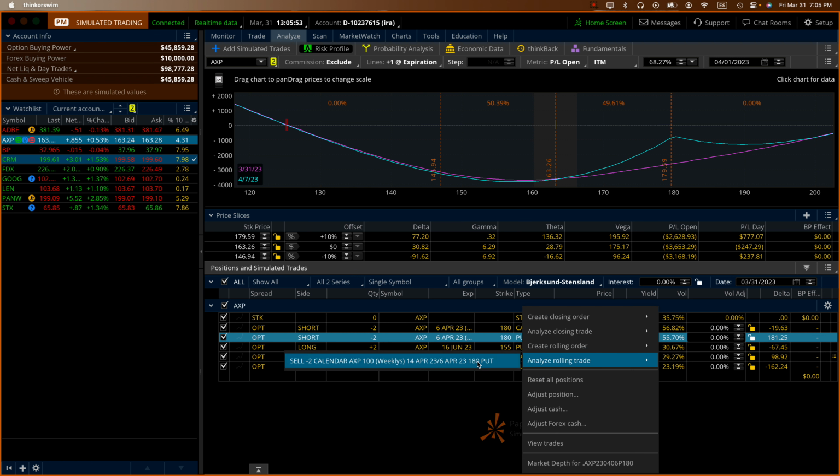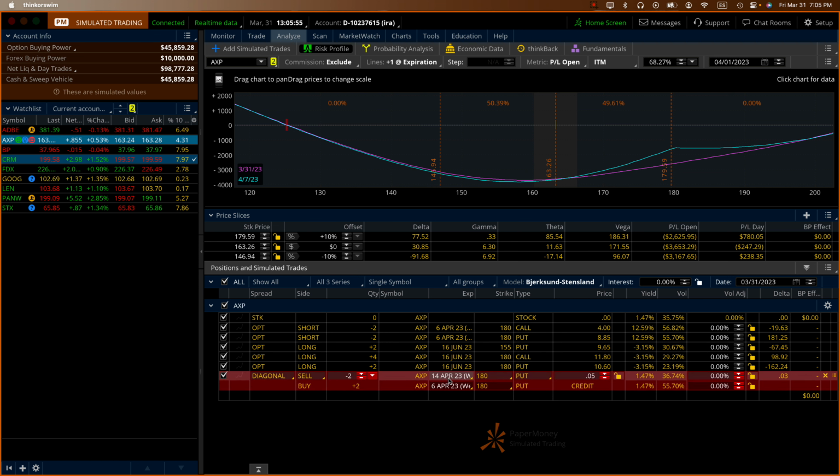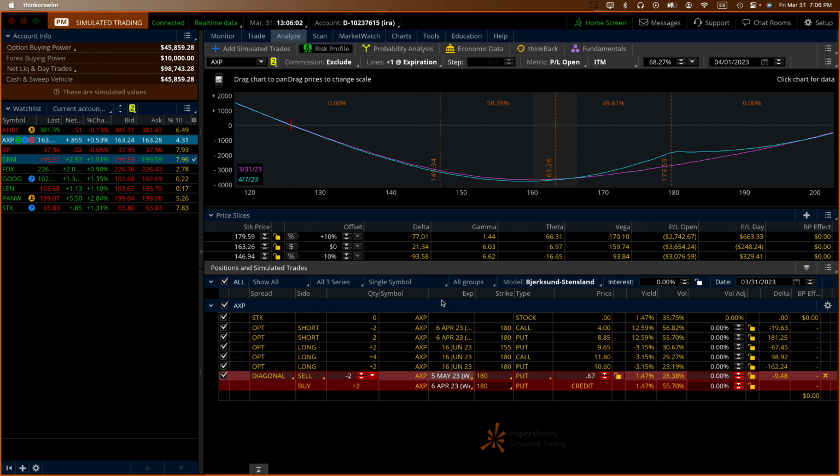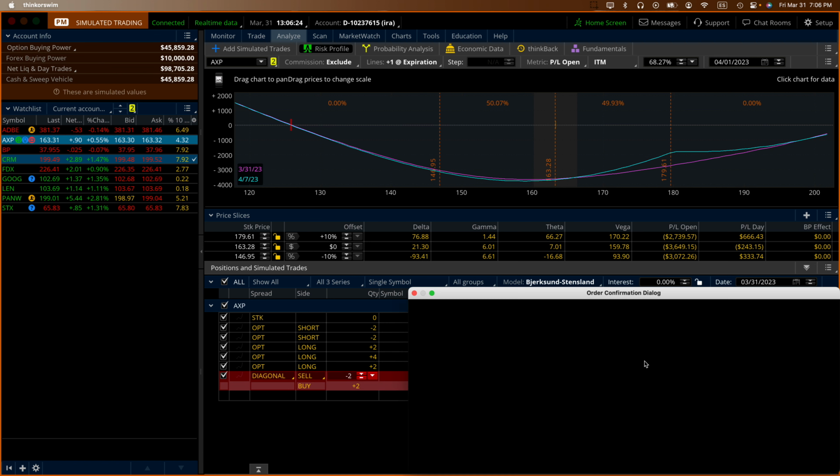Analyze rolling. And I'm going to do one month from now, so April goes to May. May 5 sounds good. And look at that, it's going to give me 67 cents. That's money that comes back to me. Considering that 100 multiplier, that will be $67 times 2, $134 is what I'm going to get with that. Confirm and send.